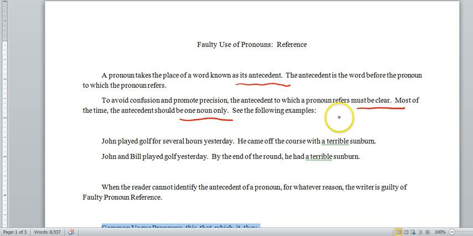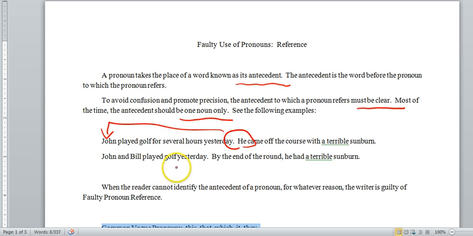See these following examples. John played golf for several hours yesterday. He came off the course with a terrible sunburn. In this instance, the pronoun he refers to John as the only reasonable antecedent.